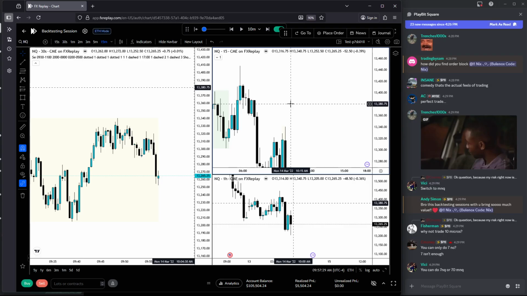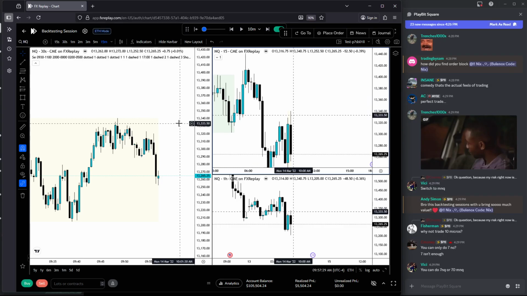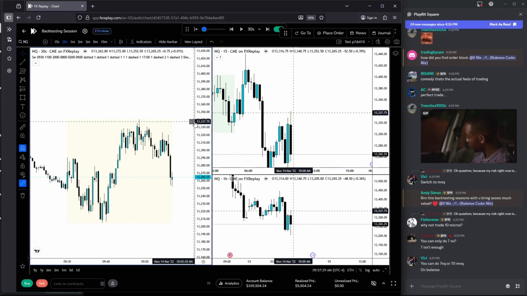But essentially, that is what an order block is. I'm still working on an order block PDF that I can put on my Twitter, but it's taking so much time. Backtesting sessions with you bring so much value. Appreciate it, Andy. I think it builds a lot of confidence in people that the model still works, right? This is what we do in real time every single day, Monday to Friday.